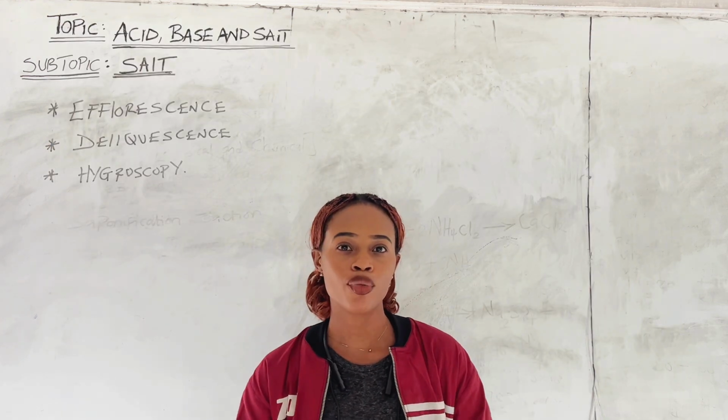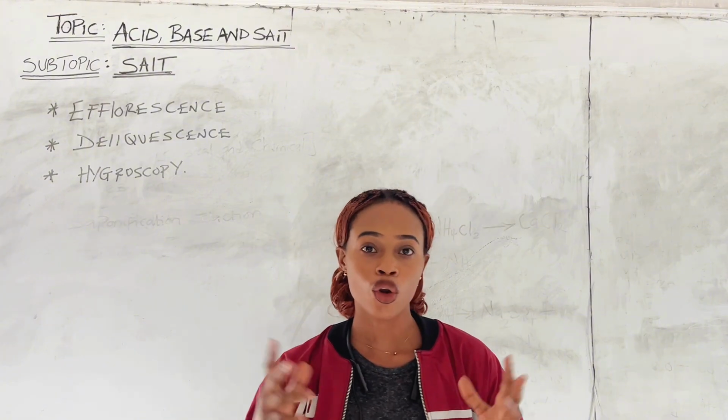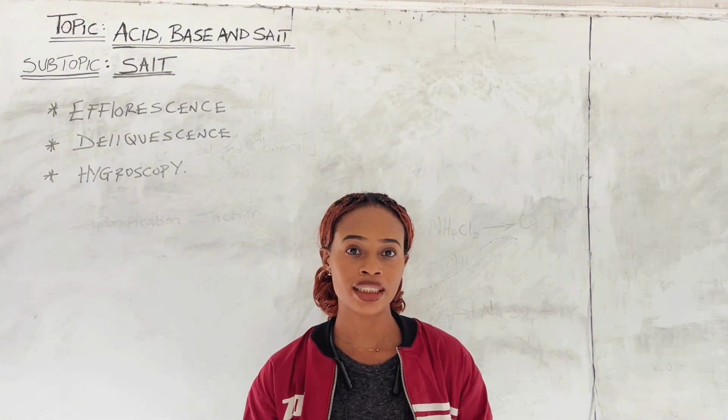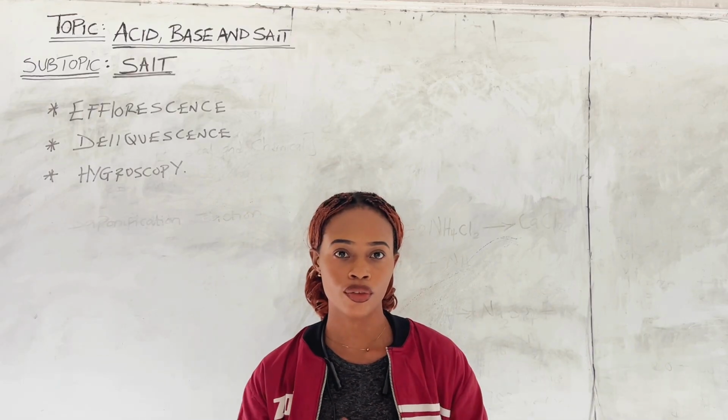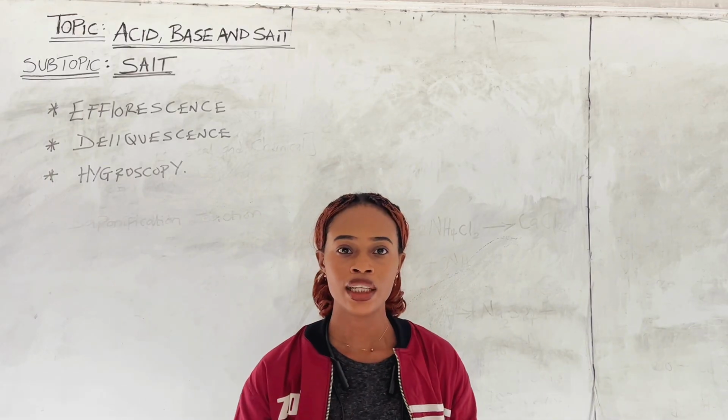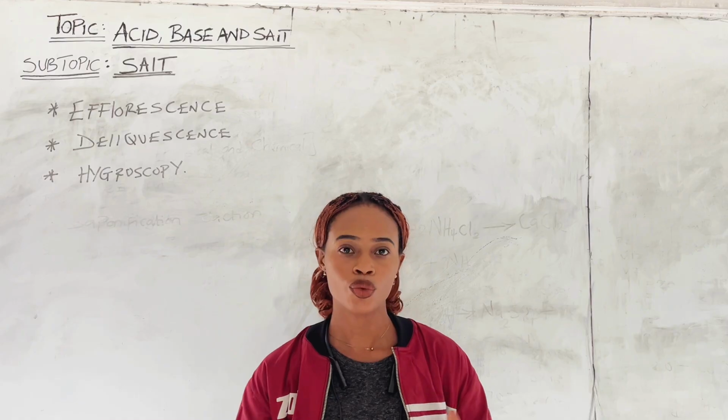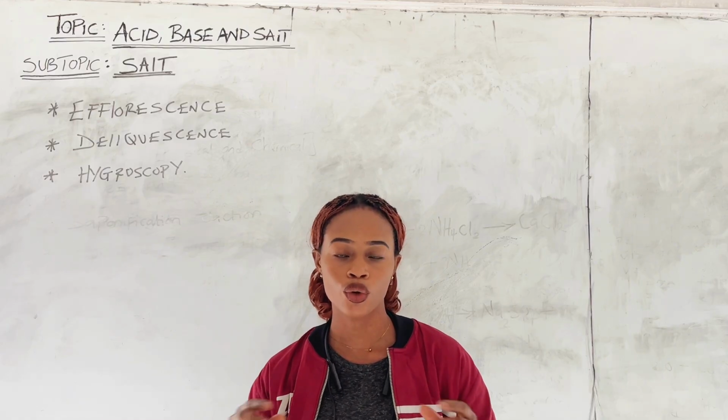A perfect example of a hygroscopic salt is your copper(II) oxide. So copper(II) oxide is a perfect example of a hygroscopic salt. So these are the three natures of salt: efflorescence, deliquescence and hygroscopy. With that, we're going to be concluding our episode on salt.